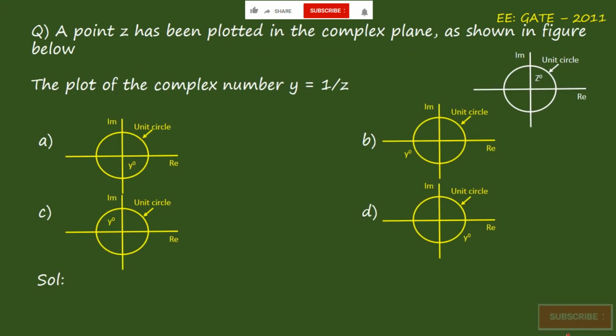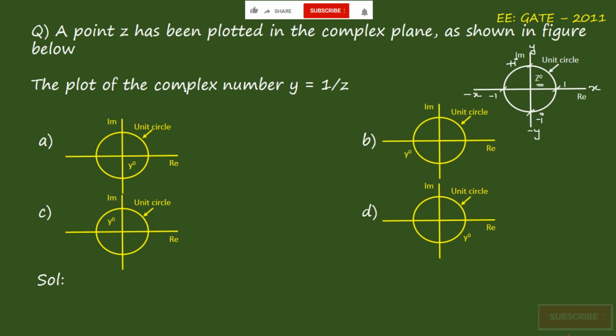Now, next question. The question is: the plot of Z has been plotted in the complex plane as shown in the figure below. A graph is given here. This is the real part of Z and the imaginary part of Z. If you consider this as the x-axis and this as the y-axis, then it becomes minus x and minus y. It is a unit circle, so this is 1, this is minus 1, this is minus i, and this is plus i. Now z0 is inside the circle.